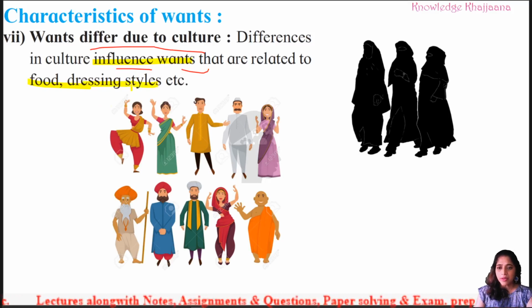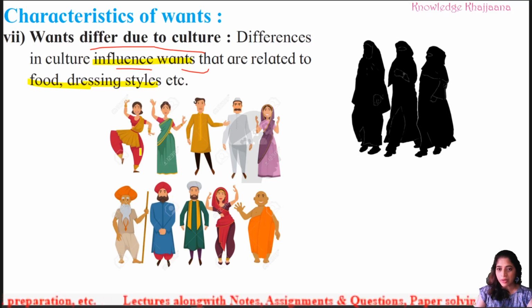For example, there are many people in this picture, many cultures in India have been shown. People in different cultures wear different clothes, right? Their dressing styles are different because they are from different regions and their cultures are different. So people who belong to different cultures will like to have different dressing styles. Their food systems will also be different.